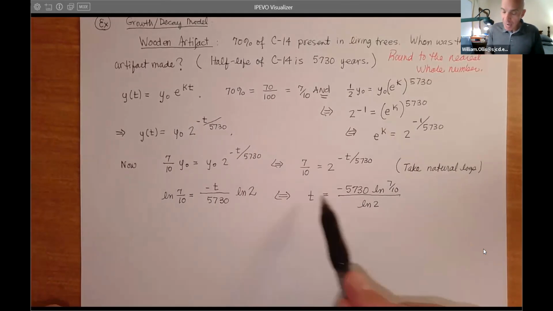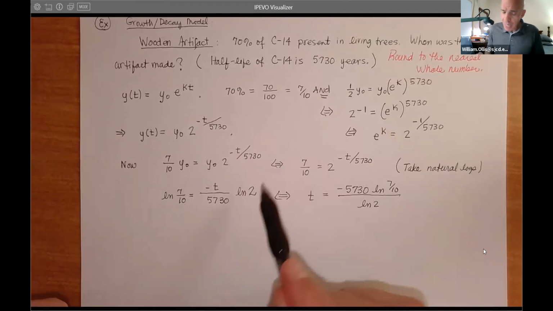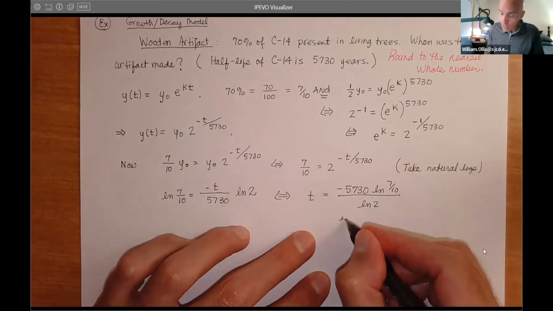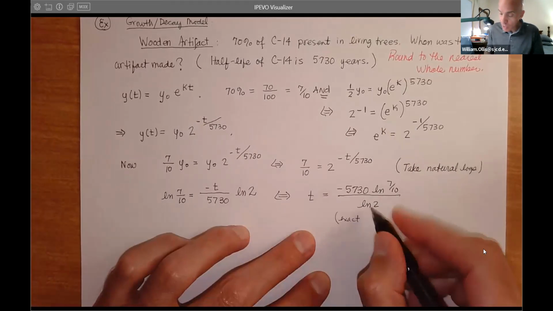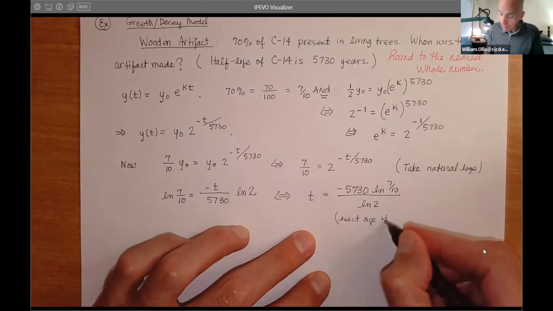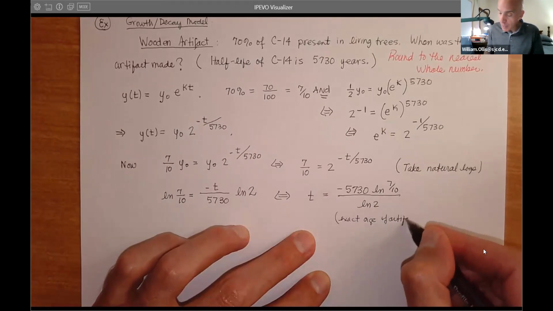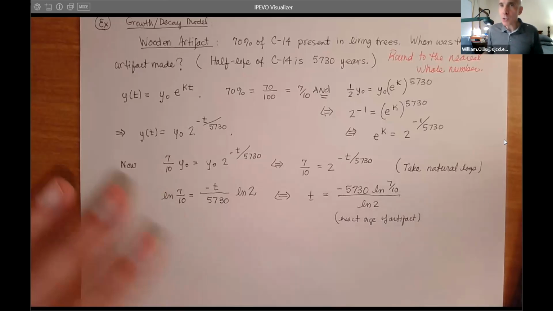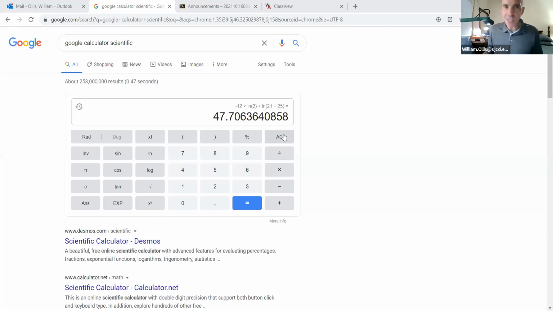And so now, as we move forward, taking natural logs, we have the exact age of the artifact. And this way you have a nice clean formulation. So now we can go to our Google calculator and then of course round to the nearest whole number. These are fun when you think about it. This should bring out the science in you.